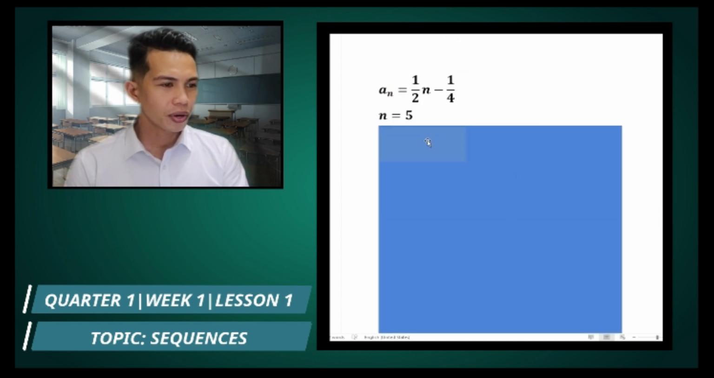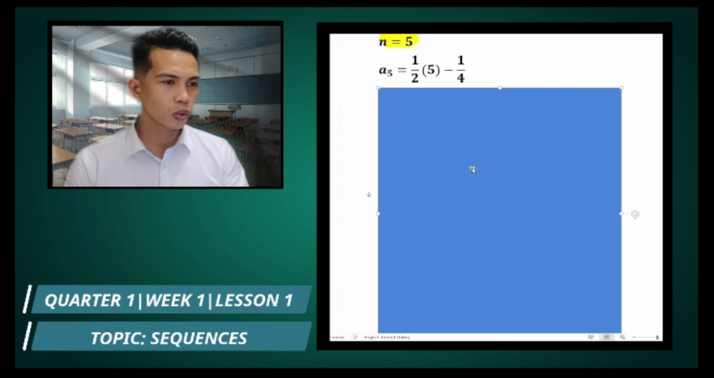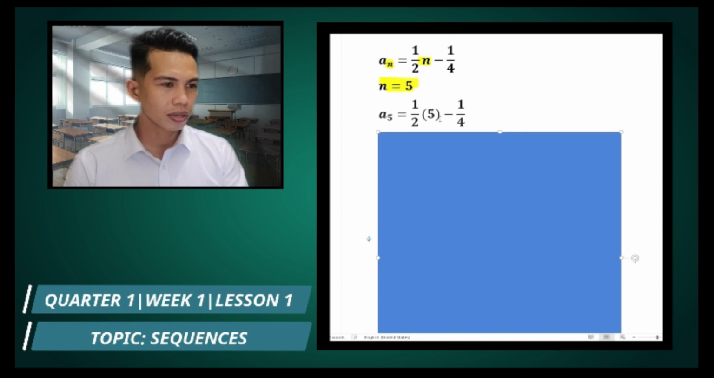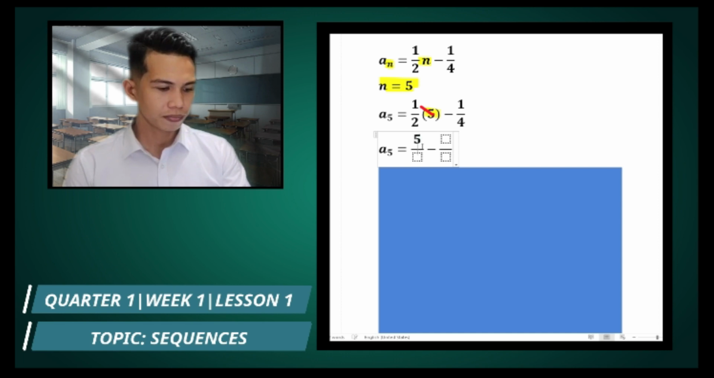Okay, for the fifth term, we assign n equal to 5. Substitute all the values of n to 5. We have a sub 5 equal to 1 over 2 times 5 minus 1 over 4. Then we multiply 5 times 1. That will give us 5. Copy the denominator 2 minus 1 over 4.